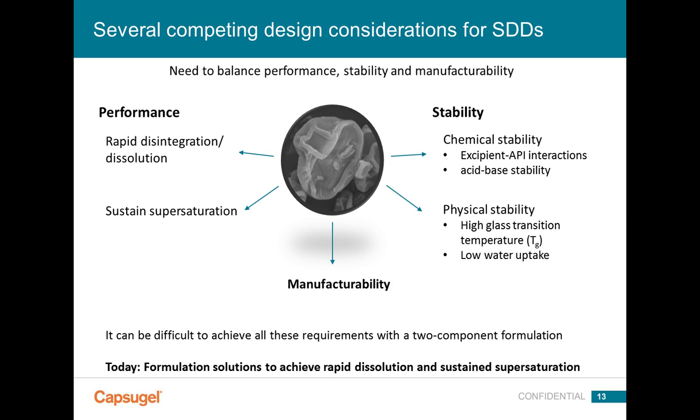And I mentioned before that when possible, we like to keep the formulation simple. But sometimes we encounter situations where we're unable to meet all of these success metrics in a binary formulation, and we're not willing to compromise. So these are the situations where a multi-component formulation comes into play. The goal is to essentially divide the labor of the formulation by choosing multiple excipients, each with a particular performance requirement in mind. So today my case studies will cover just performance, particularly the balance between dissolution rate and sustainment.